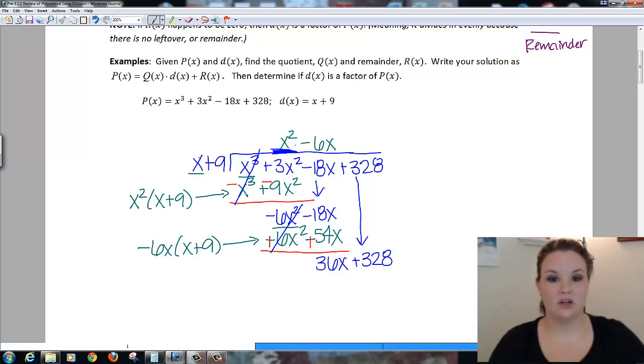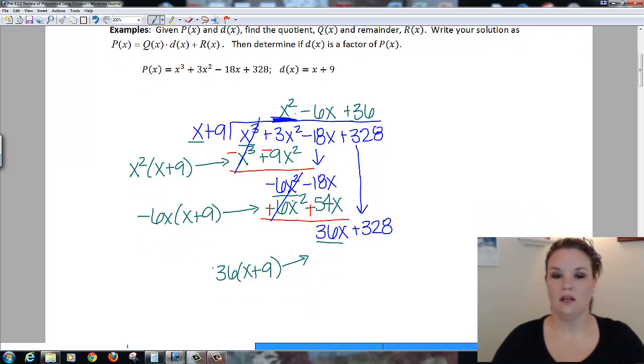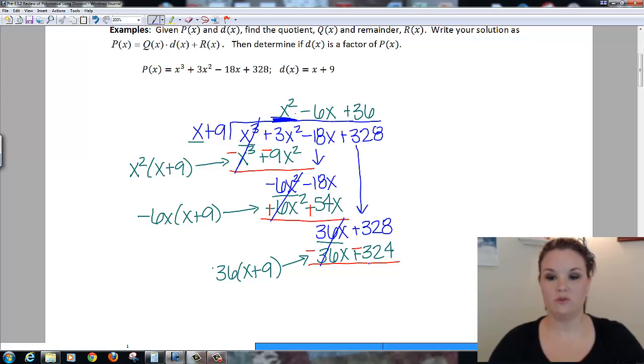So I look at my leading term, which is an x. What do I need to multiply x by in order to make it 36x? So I need a positive 36. That's what I'm going to write up here. And then I'm going to do positive 36 times my divisor, which is x plus 9, and write it here. Okay. So when I write it here, 36 times x is 36x. 36 times 9 is 324. And then I draw my line and change both signs so they both become negative. And notice now my 36x's will cancel. And when I do 328 minus 324, I'm left with 4.